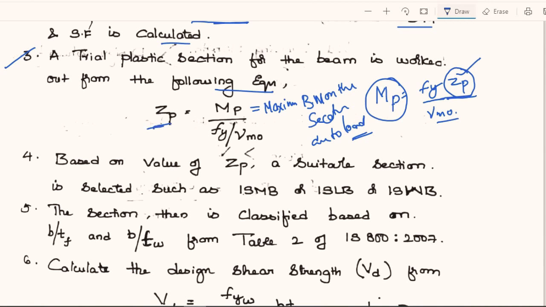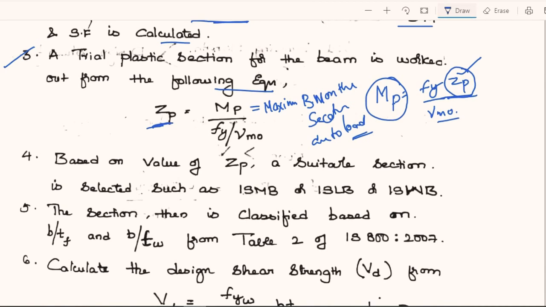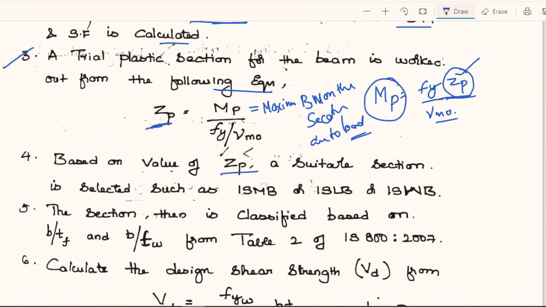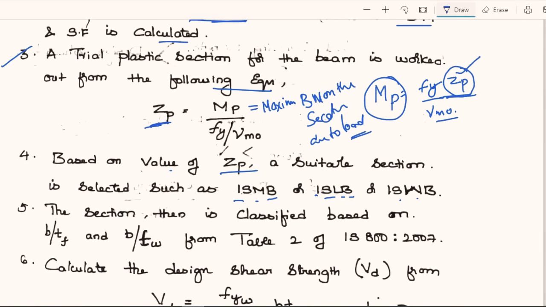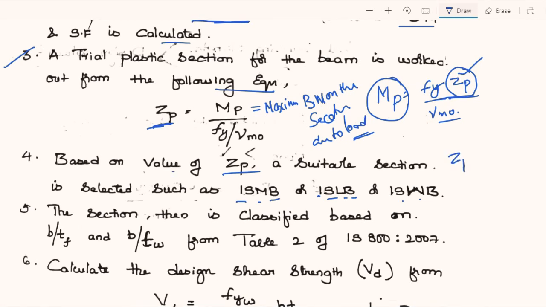So now based on Zp, you have to select a proper section. So based on the value of Zp, a suitable section is selected, such as Indian standard medium beam, or Indian standard lightweight beam, or Indian standard wide flange beam or wide beam. Any beam, you can use any kind of beam that is suitable. And for example, let me show you a trial. Let us take, for example, Zp is equals to 388 into 10 to the power of 3 mm cube, or 3800 centimeter cube. Both are same, right?